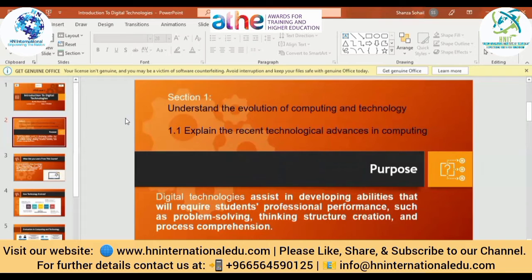And topic one is to explain the recent technology advances in computing. The purpose is that digital technology assists in developing abilities that will require student professional performance, such as problem solving, thinking structure, creation, and the process of comprehension. So the purpose of teaching you this subject is to make you understand and think about innovation in technology. What is innovation in technology?